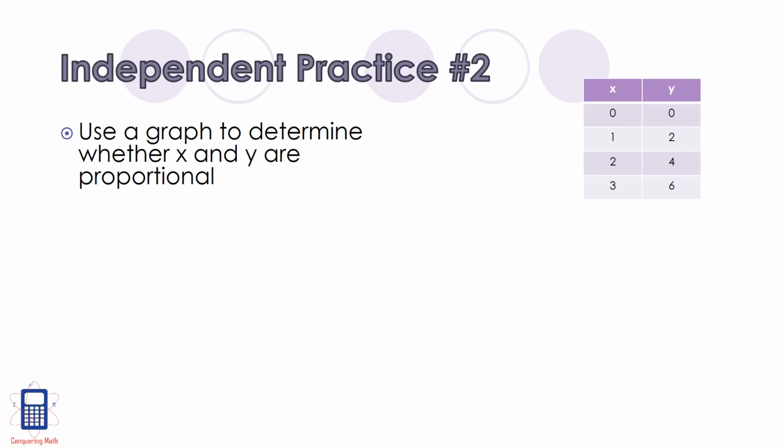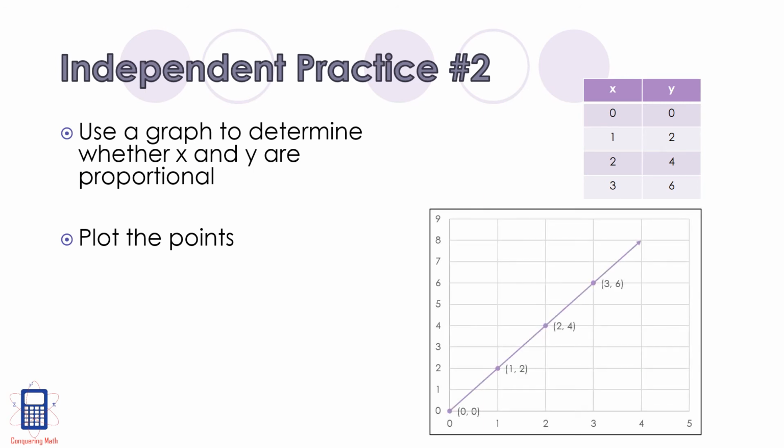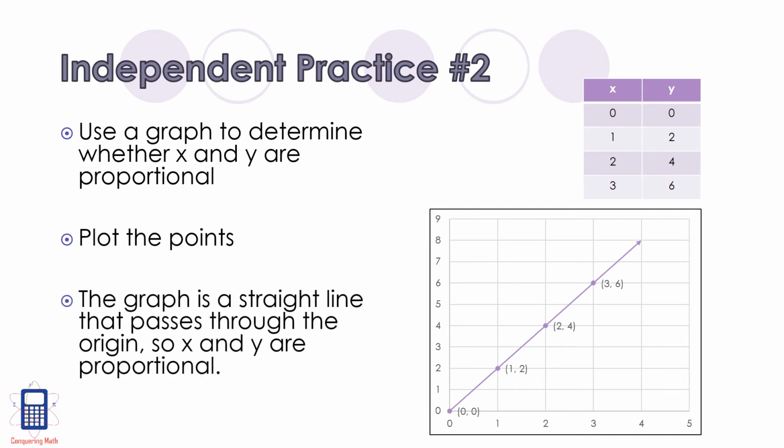Here's another one for you. Once again, use a graph to determine whether x and y are proportional. Pause the video and unpause it when you're ready. Okay, so again, what you need to do is plot the points, and here's your graph. We have the points (0, 0), (1, 2), (2, 4), and (3, 6). And this line also passes through the origin, and it's a straight line, so once again, it is proportional.